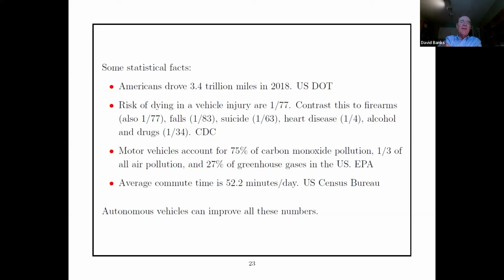And the U.S. Census Bureau says that the average commute time is 52.2 minutes a day, basically almost an hour in the car. And autonomous vehicles can improve all of those numbers.